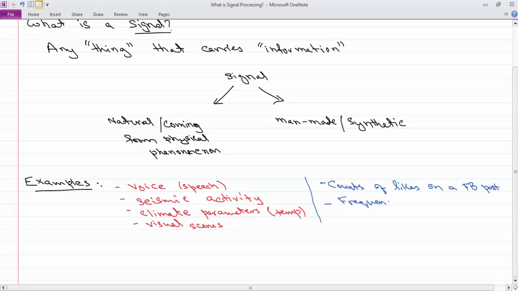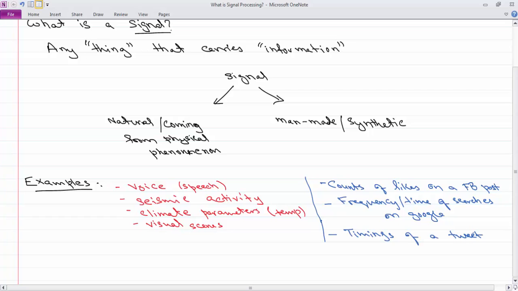Frequency and time of searches on Google. That gives you information about the user. That's the sort of information that Google uses, for example, to display ads, to figure out many other things. Timings of a tweet.